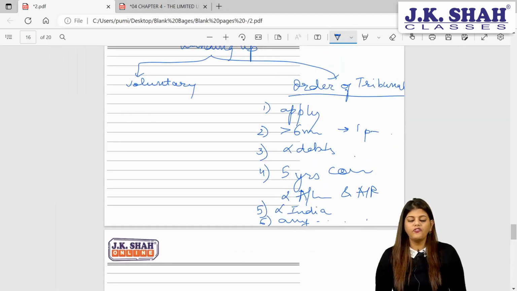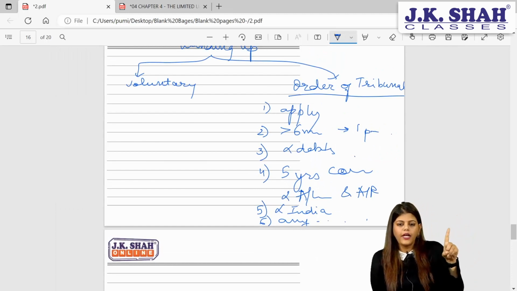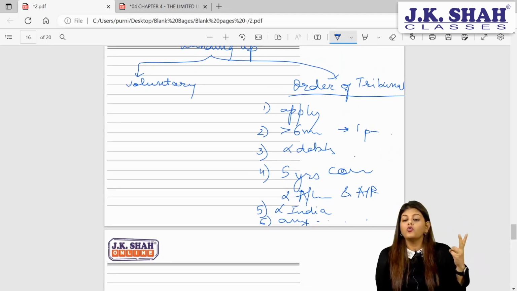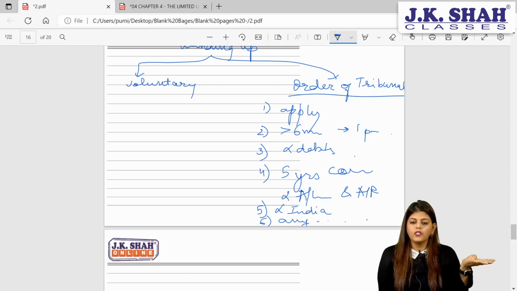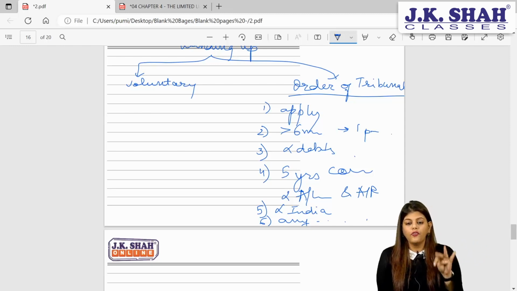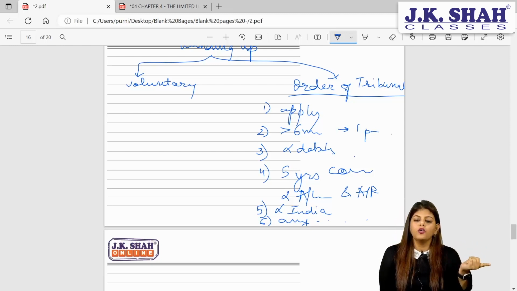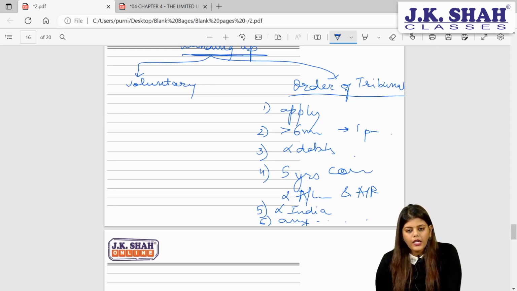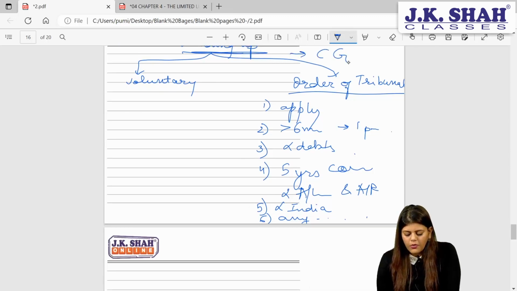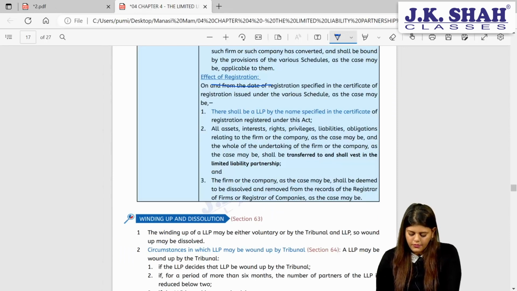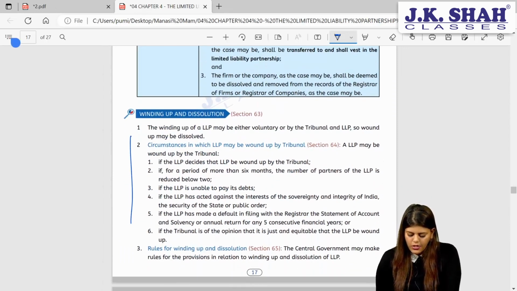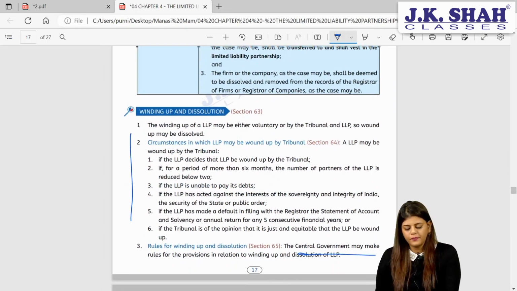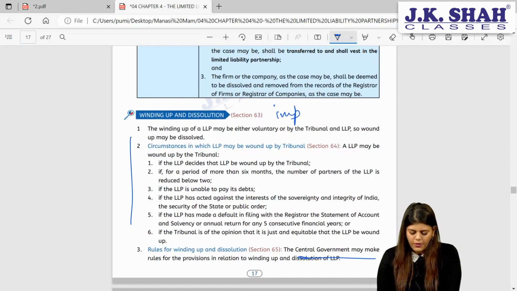So if they ask this for 5 marks: a partner has applied, more than 6 months has passed, debts have not been paid, you are unable to pay your debts continuously, more than 5 years consecutively you are continuing with the default of statement of accounts and solvency and annual return, you are doing something against the country or any other reason. And what are the rules of winding up? The central government will tell you the same. See, this is your rule and the rules will be given by the central government. You can mark this as important.